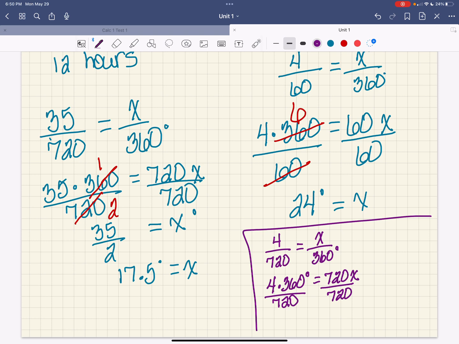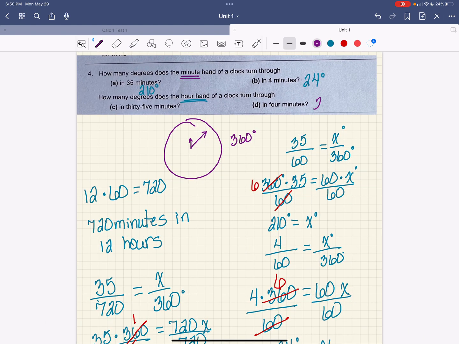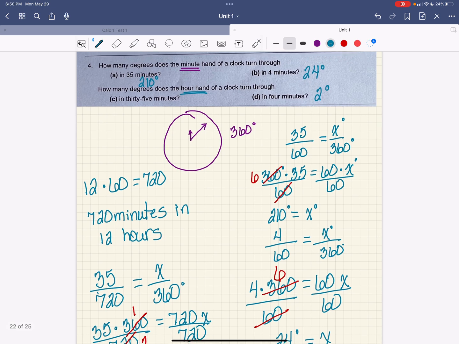Okay. I have 360. That goes one time. 360 goes into 720 two times. So then I am left with 4 divided by 2. So I'm going to have 2 degrees equals x. So this is 2 degrees. And our 35 minutes for our hour hand was 17.5 degrees.